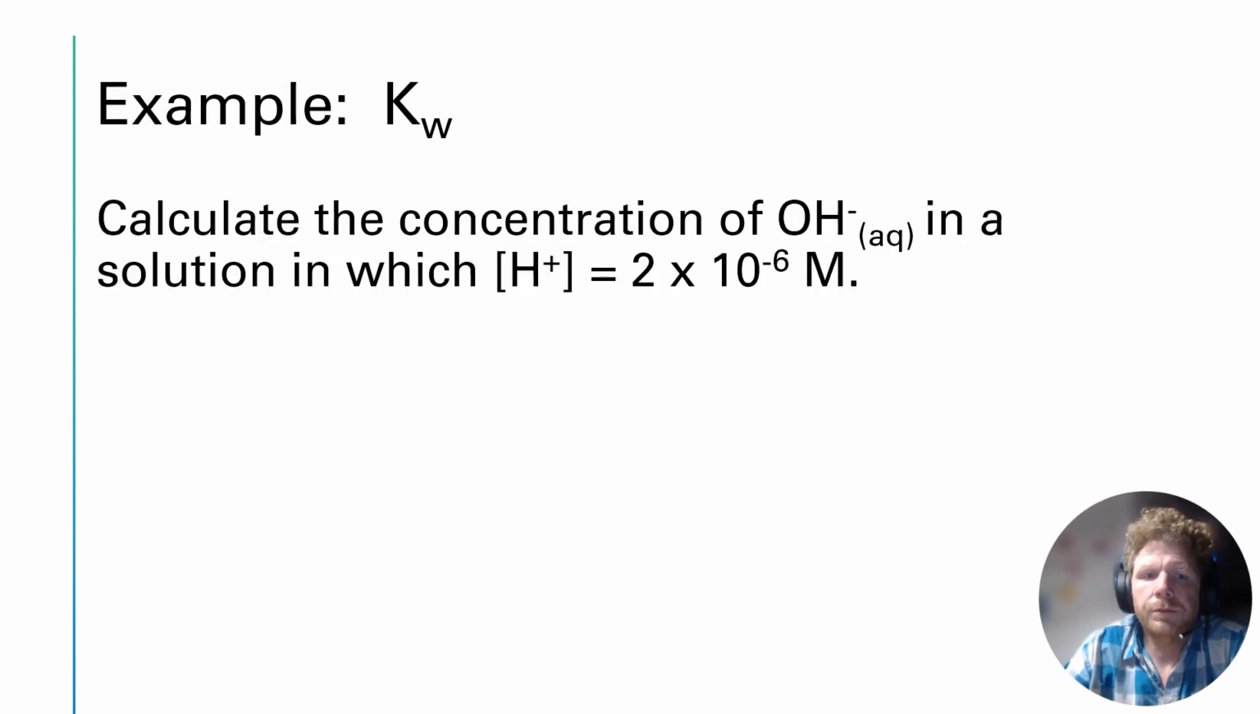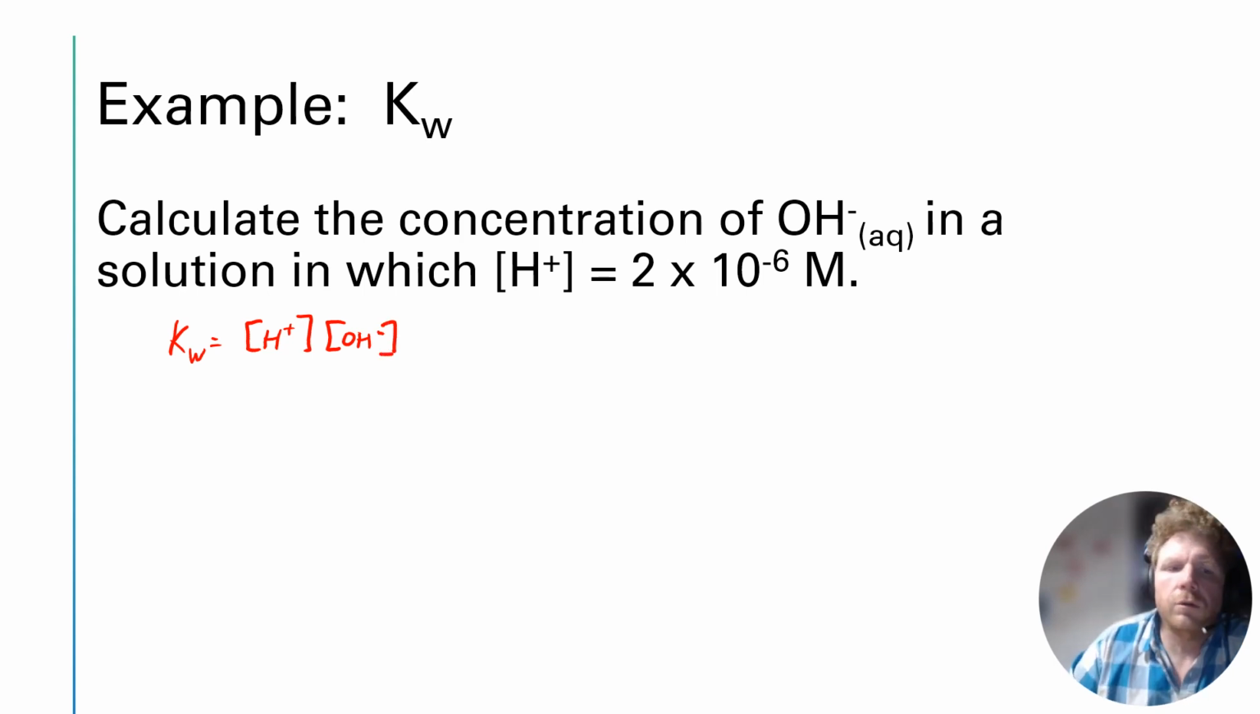any units. Now, if we look at an example problem like this: calculate the concentration of hydroxide ions in a solution in which the hydrogen, or the protons, is 2 times 10 to the negative 6th. That's the same as your hydronium ions. You can set this up as Kw equals H plus times OH minus. Now you are not subtracting or adding these, instead you are multiplying them.